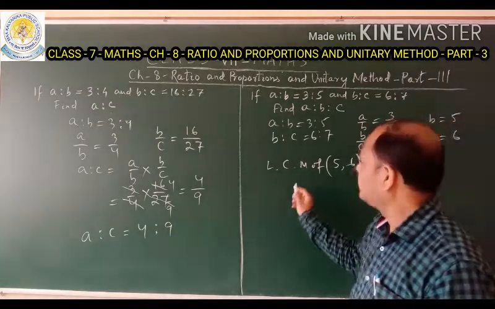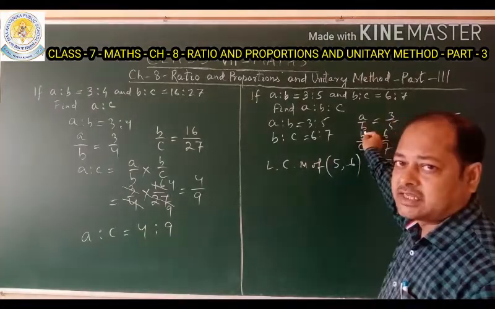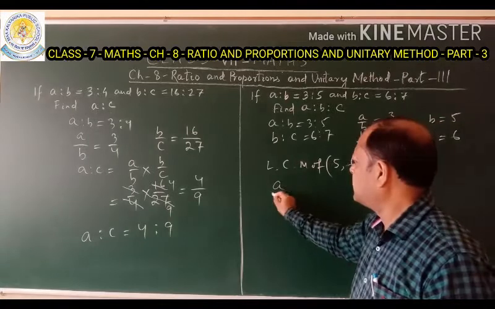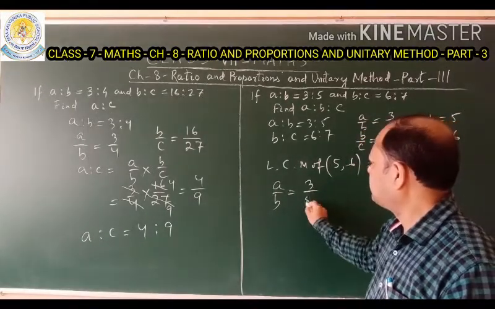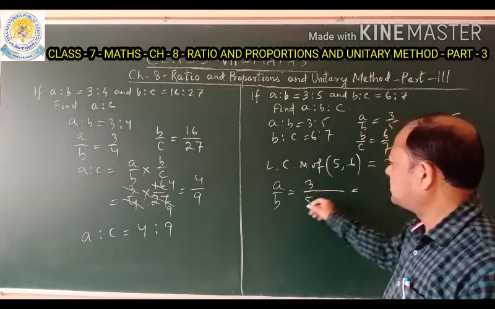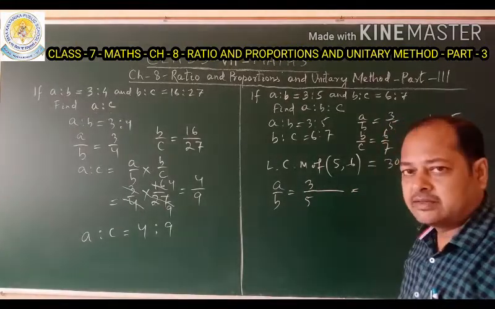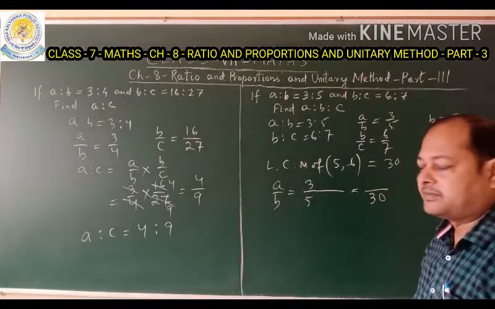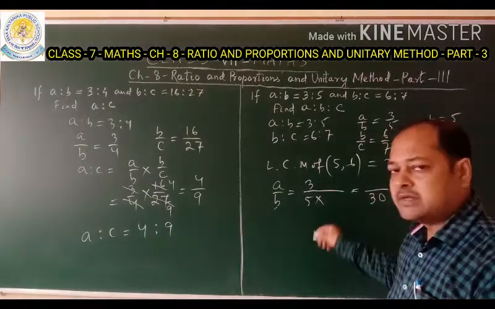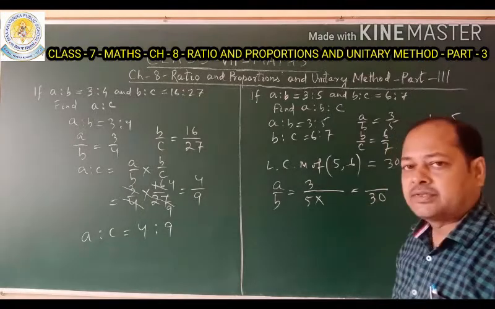Now make it equal. Look at the first fraction here, A by B, how much? That is 3 by 5. So we have to make the B value 30. Okay, so here write the denominator 30. So in 5, which value do we multiply to get 30?